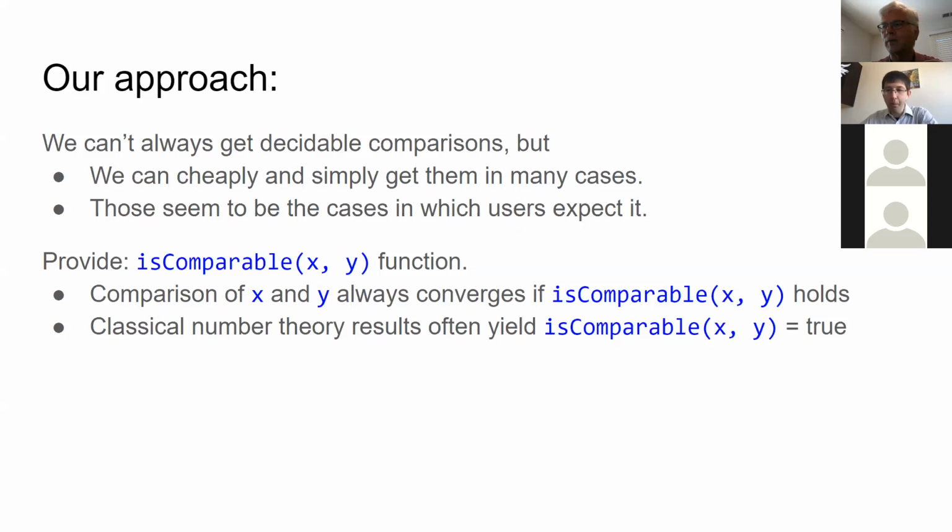So our real type provides an is comparable function to which you give two representations of real numbers. And if is comparable returns true, then you guarantee that the comparison will always terminate, even if x and y are equal. What makes this interesting is that a bunch of classical number theory results basically give you the handle to often return an is comparable value of true. If that weren't the case, this wouldn't be interesting.